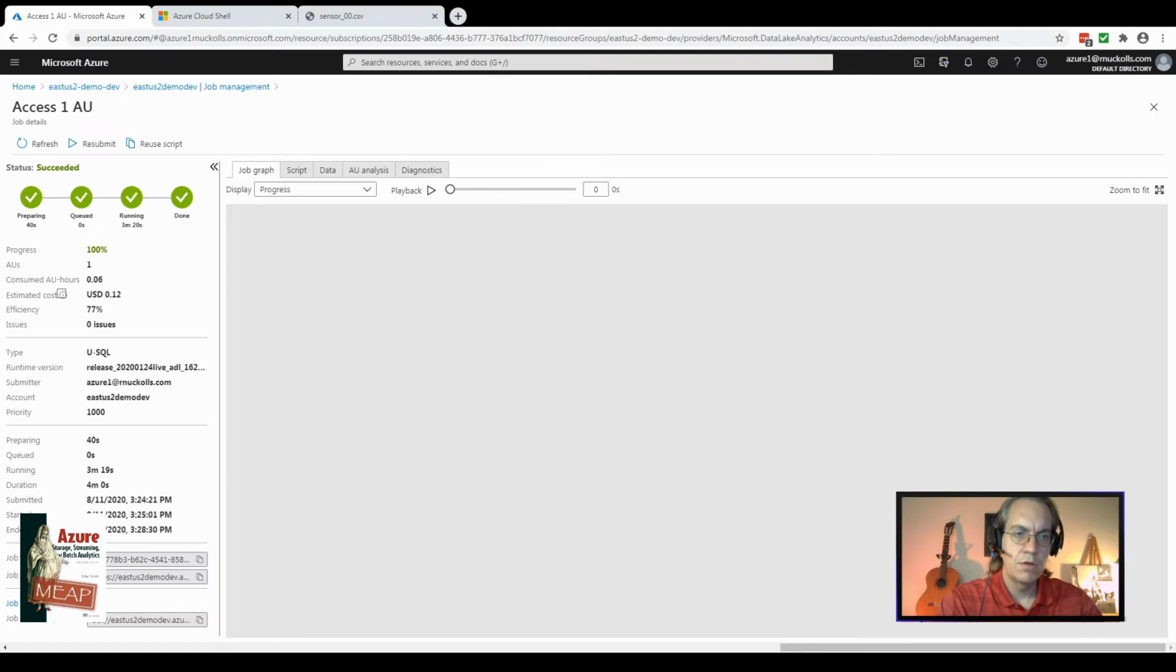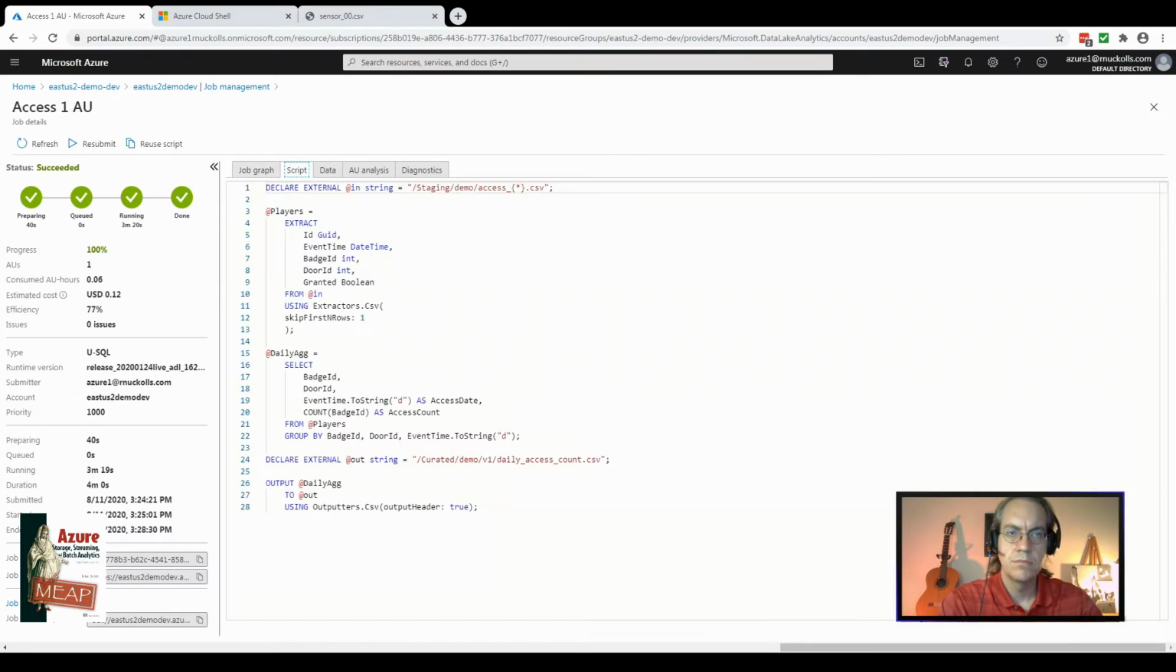In the bottom here, we can see this took 40 seconds to prep this script. It executed for 3 minutes and 19 seconds overall. So we were charged 12 cents for 1 AU for 3 minutes and 19 seconds of running. You can see here in the script tab, this is the script that was executed.